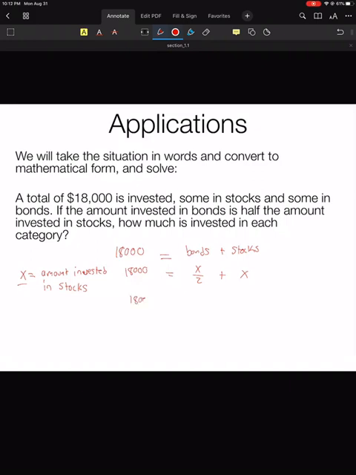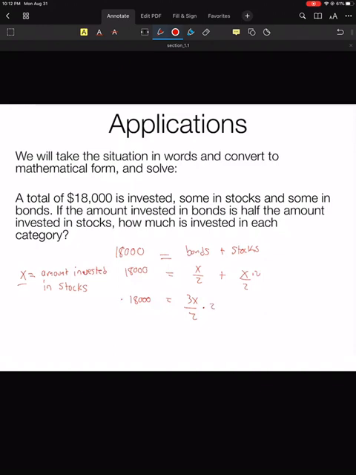Stocks is X, and bonds we know is half of X. So then we can add this together, and we get 18,000 equals X over 2 plus X. I can create a common denominator by multiplying the top and the bottom by 2 over here. And so there I get 2x plus x over 2. That gives me 3x over 2.